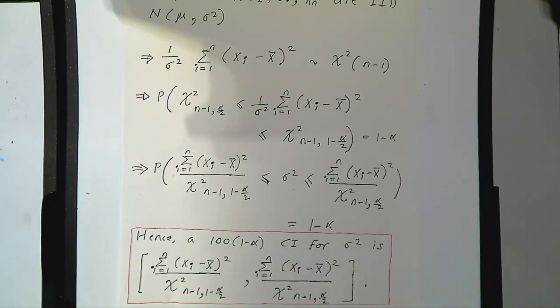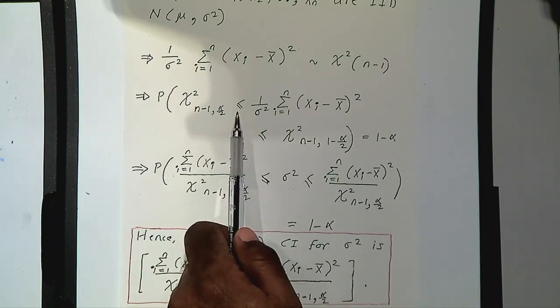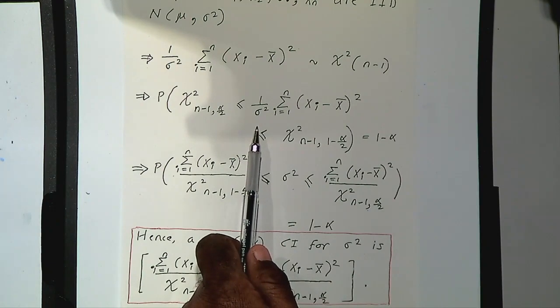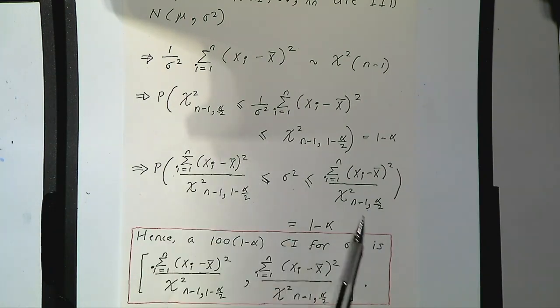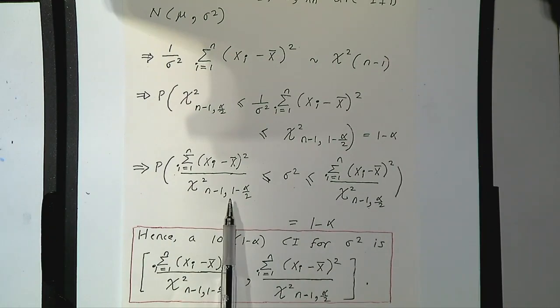I just rearranged the statements, guys, because if you take this inequality, you have sigma squared less than or equal to this divided by this, which is what I have here. And if you take this inequality, you have sigma squared greater than or equal to this divided by this, which is what I have here. Anyway, think about it, guys. Is that clear to all of you?